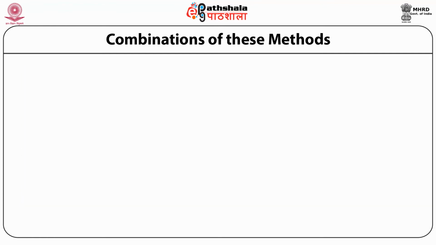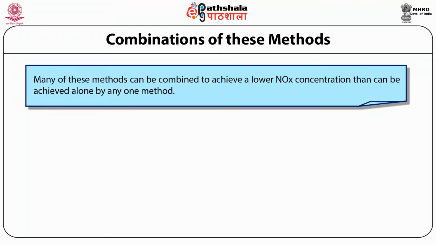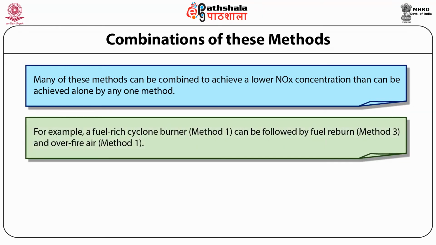The next method is the combination of these methods. Many of these methods can be combined to achieve a lower concentration of NOx than can be achieved by any one method alone. For example, a fuel-rich cyclone burner, that is method 1, can be followed by fuel burner, that is method 3, and overfire air, that is again method 1. So this combination of these methods can reduce the oxides of nitrogen compared to any single method.